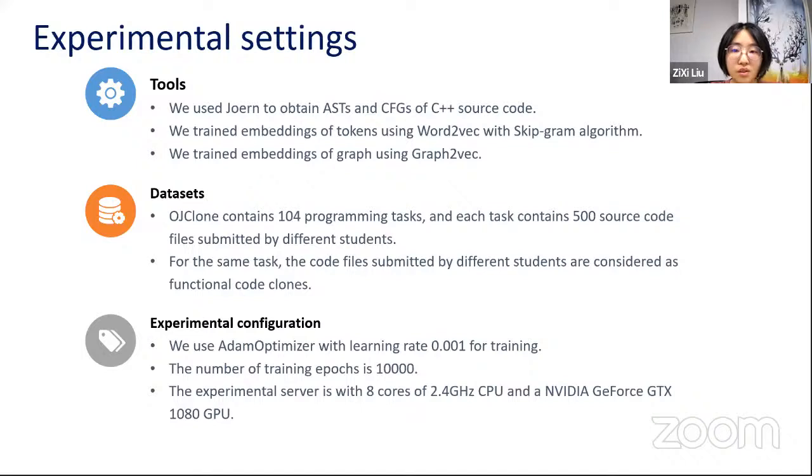In order to verify the effectiveness of our approach, we designed a series of research questions, and then we try to answer them through experiments. This page shows our experimental settings, where I want to highlight the dataset we use, OJClone.